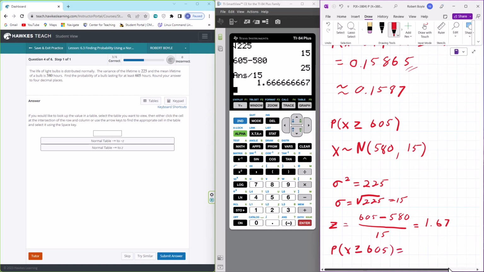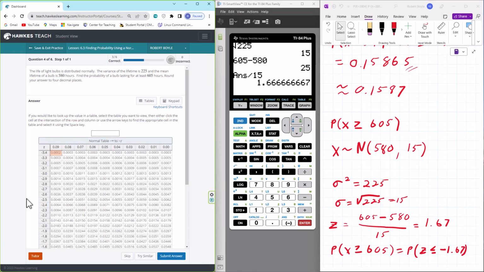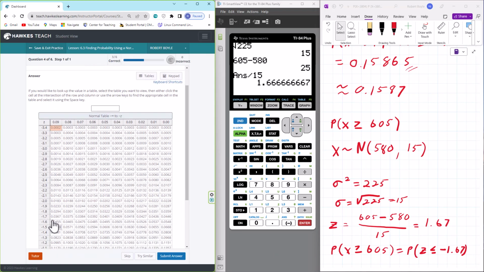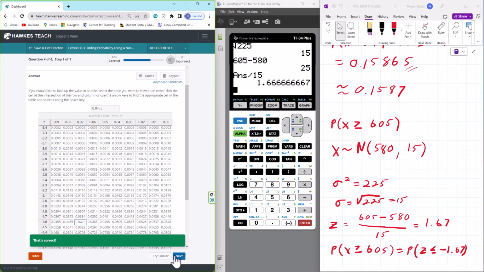Okay, so it turns out that the probability of x being greater than or equal to 605 is going to be equal to the probability that z is less than or equal to negative 1.67. So let's go ahead and look that up. That is going to be this table here. Negative 1.6 is right down here. 0.69, negative 1.68, negative 1.67. Click on that. Should load it right there. Submit your answer, and we have it correct.